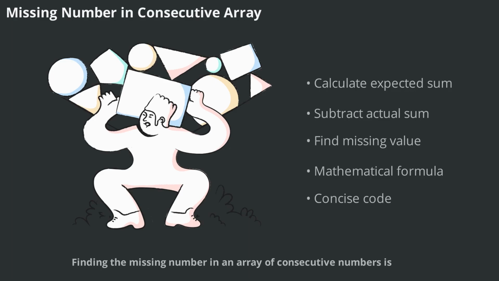Finding the missing number in an array of consecutive numbers is a question that tests your understanding of arithmetic and array manipulation. By calculating the expected sum and subtracting the actual sum, you can identify the missing value. For example, 1, 2, 4, 5, 6 yields 3. This problem demonstrates your skill in using mathematical formulas and handling arrays. Interviewers use the question to assess your efficiency and ability to write concise code. Practicing this prepares you for more advanced array problems.